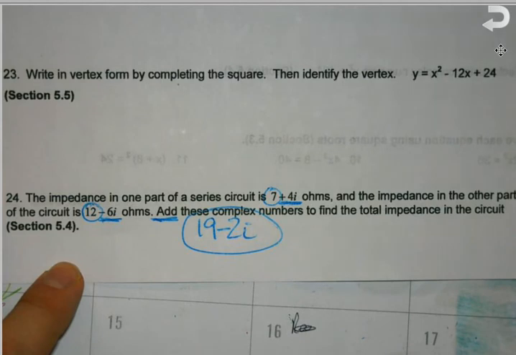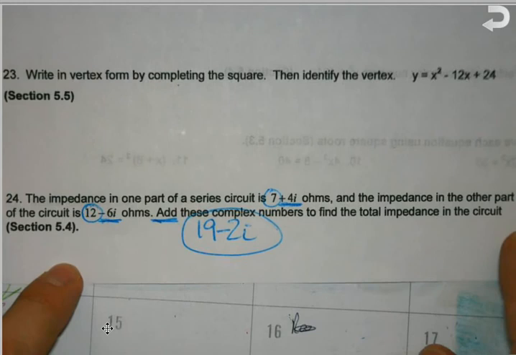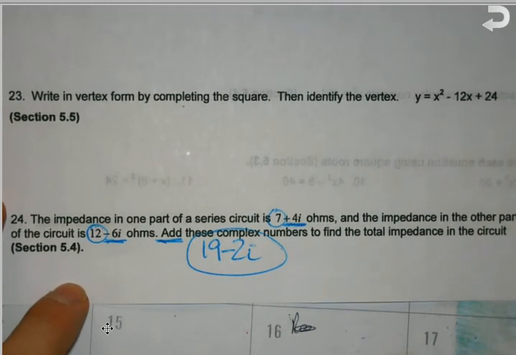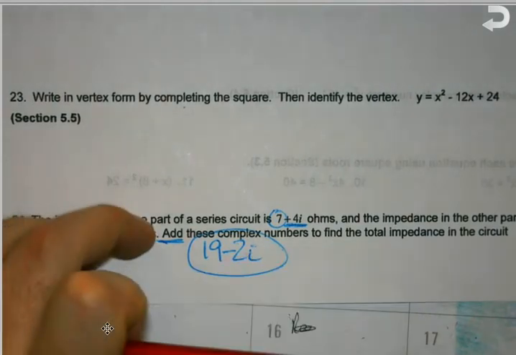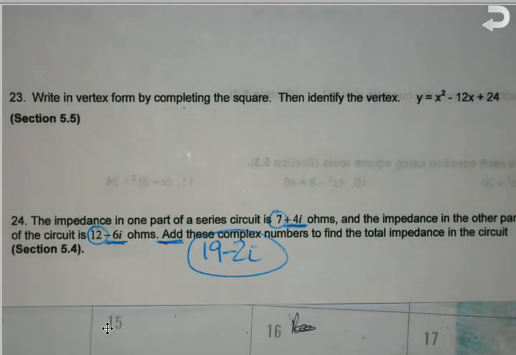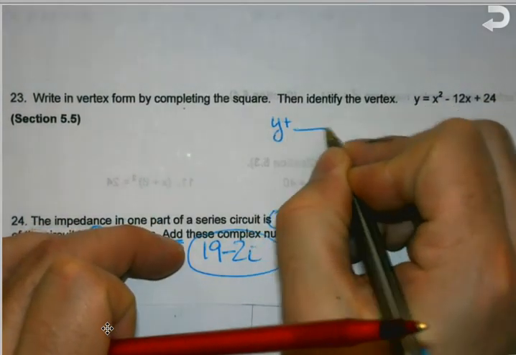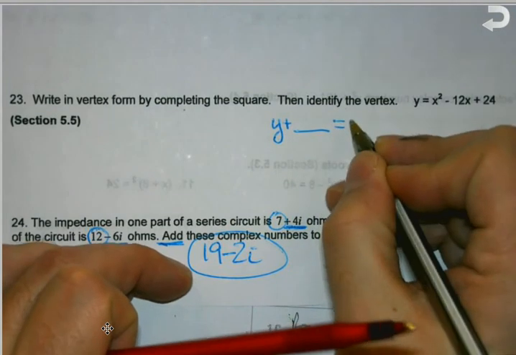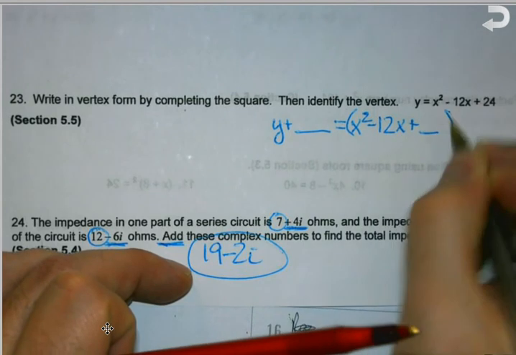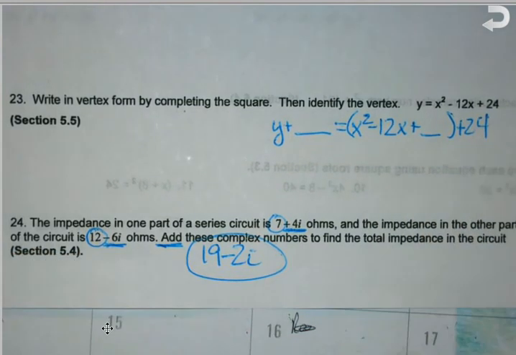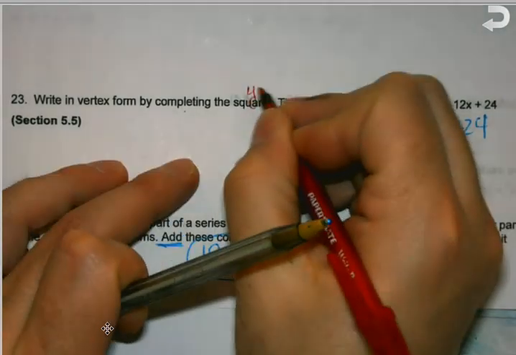Okay, let's kind of move down a little here. Write in vertex form by completing the square, then identify the vertex. When we're doing vertex form, instead of getting our x's alone on a side, we're just going to kind of separate them. So I'm going to leave a blank space here on the y side, and on the other side, I'm going to leave a blank with my x's, but I'm not going to move the 24. Because remember, vertex form is going to look like this.